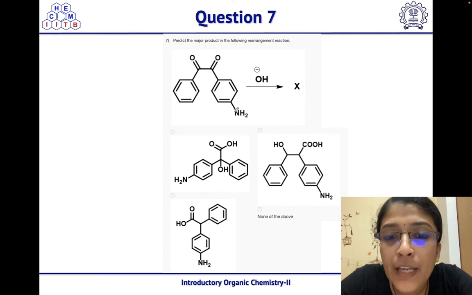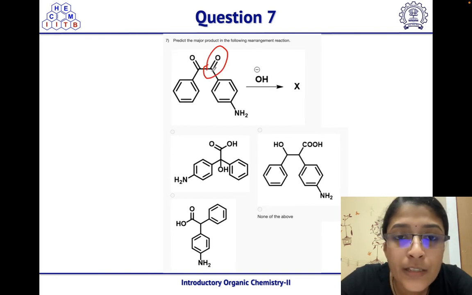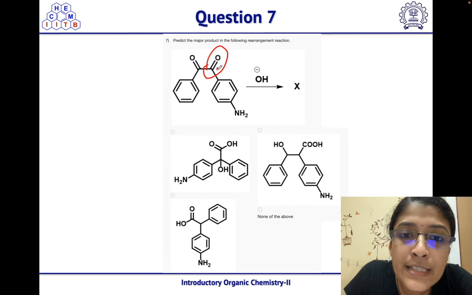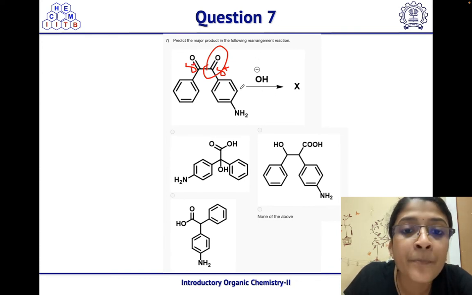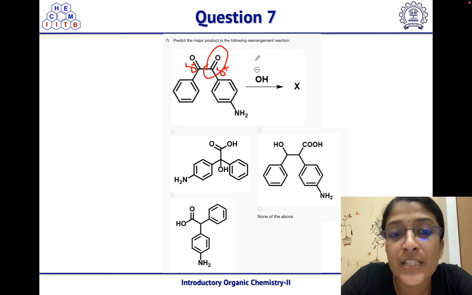This amine will be an electron donating group. So here, the electrophilicity of this carbon will be reduced. This will be less delta positive than this carbonyl. So if the base is having a choice between two carbonyls, the base will attack the carbonyl that is having more delta positive charge.